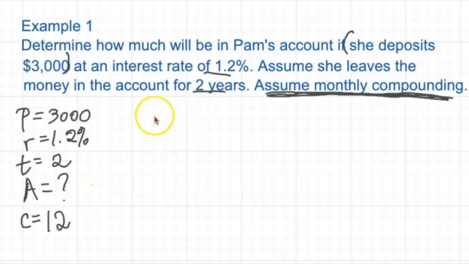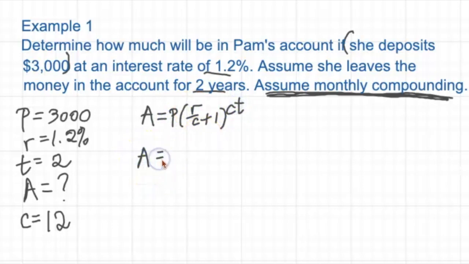Okay, so we take a look at the formula here. If I can sort of rewrite it here, R over C plus 1. Eventually you'll start to do this in your sleep. So we have A equals, now we start putting in the values that we have here. 3,000 is our P, times. Now when we put in the value of R, we have to change the percent to a decimal. So we have 0.012. You're essentially moving the decimal twice to the left.